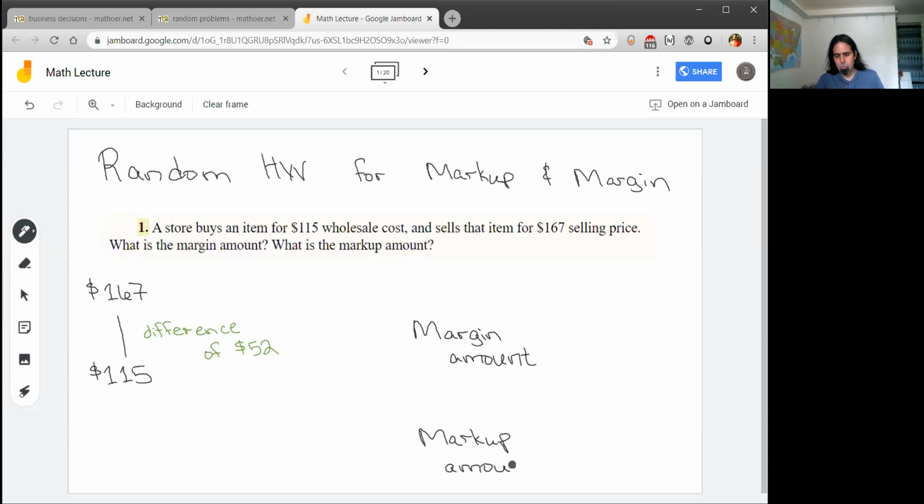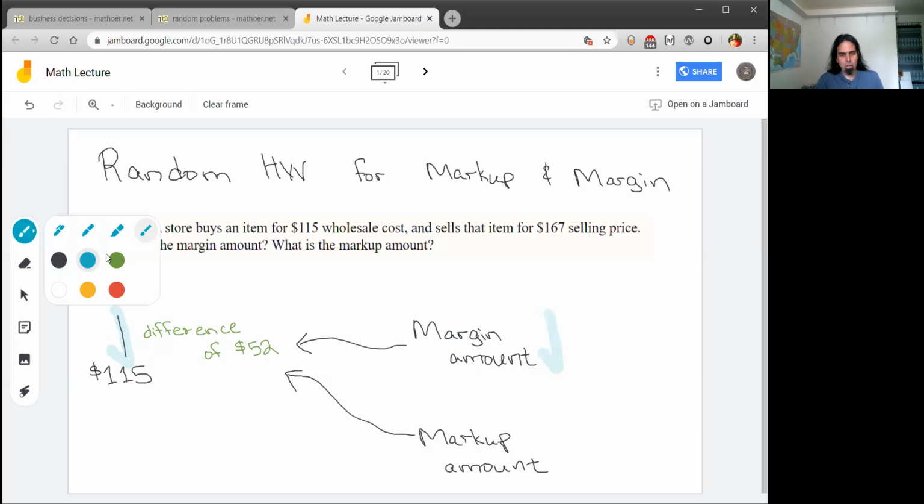And who remembers what the answer would be? I wanted to say 52. Actually, they're both 52. The difference is that if I am thinking about it as going down, from the selling price to the wholesale cost, then that would be the margin amount. Whereas if I think of it as going up, from the wholesale cost to the selling price, then that's the markup. So margin, we're thinking down. Markup, we're thinking up, but it's the same 52.